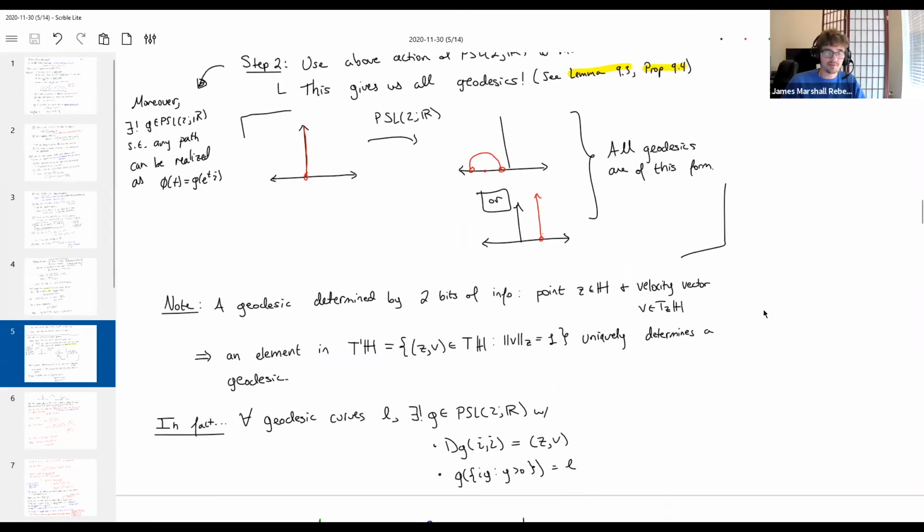So in this proof, what you see is that geodesics are basically determined by two bits of information: a point in the hyperbolic plane and then a velocity vector. So if you take a point here and then a velocity vector here, that tells you exactly where the tangent to the semicircle is, and this gives you the geodesic curve. But not only that, if you don't care about the length of the vector, then it's uniquely determined by an element in the unit tangent bundle. So this tells you how to get basically every geodesic from an element in the unit tangent bundle, which is PSL2R.